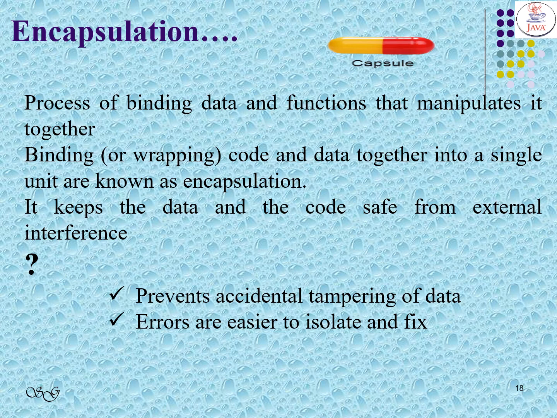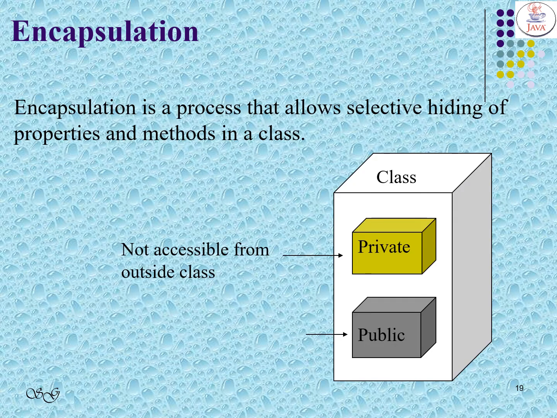It keeps the data and the code safe from external interference. So, it prevents accidental tampering of data. Errors are easier to isolate and fix. So, encapsulation is a process that allows selective hiding of properties and methods in a class. Class is used to implement the concept of encapsulation.